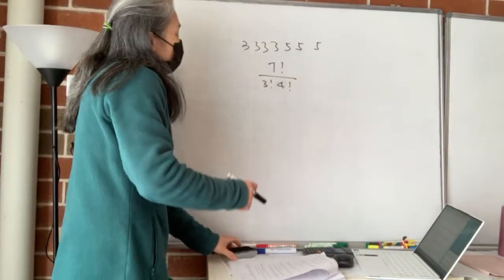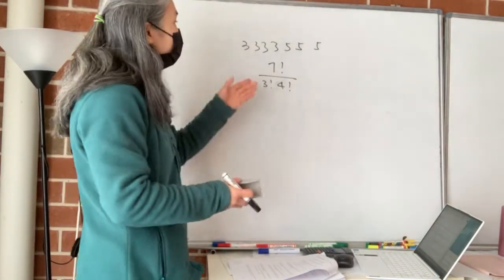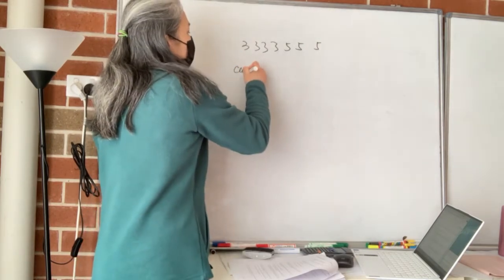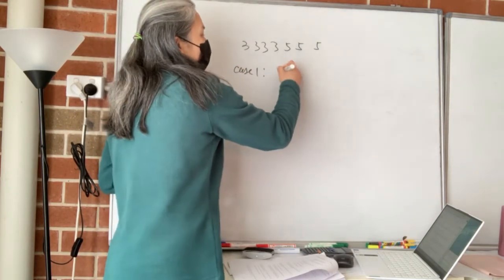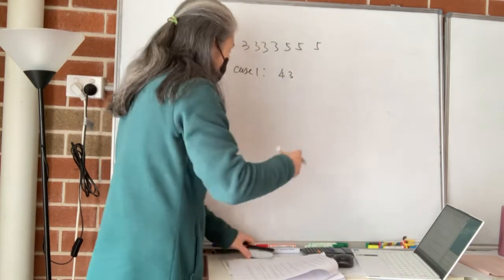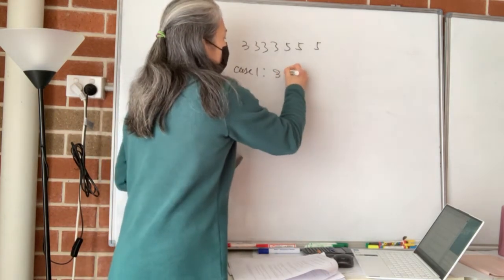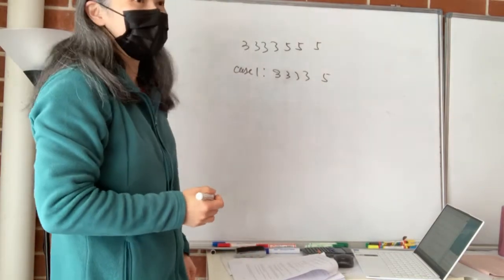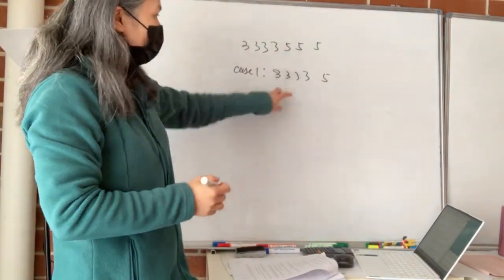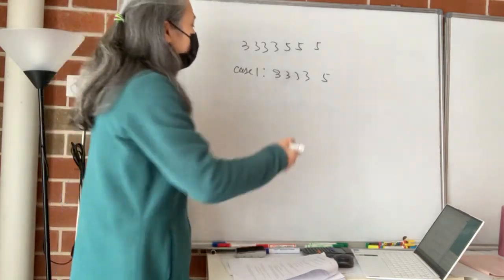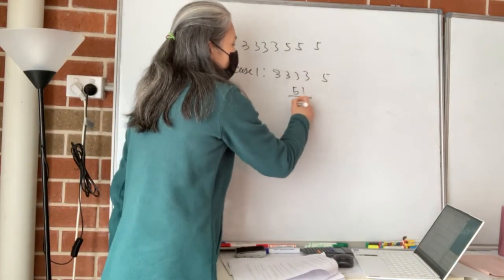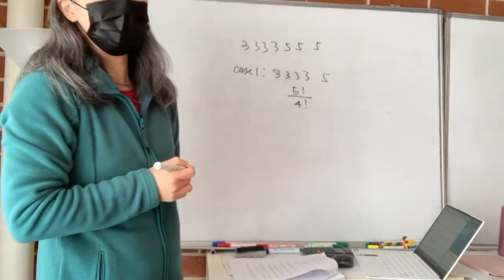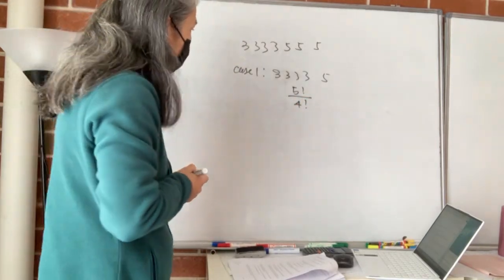Right, so that means I need to know exactly what I'm having. So the first case, what I can have is 4 threes, maybe divided like this, and a 5. Right, this is the first case. And to arrange this one is pretty easy. It's going to be 5 factorial over 4 factorial, because the 3 repeated itself 4 times.